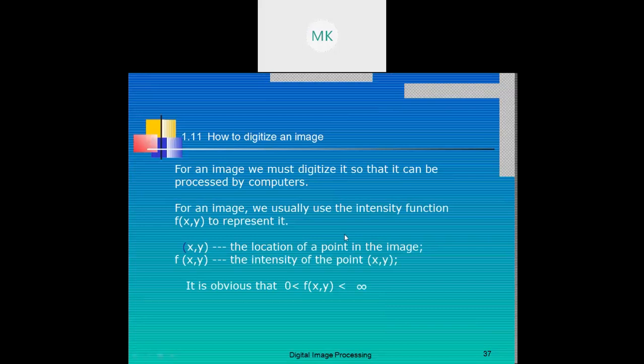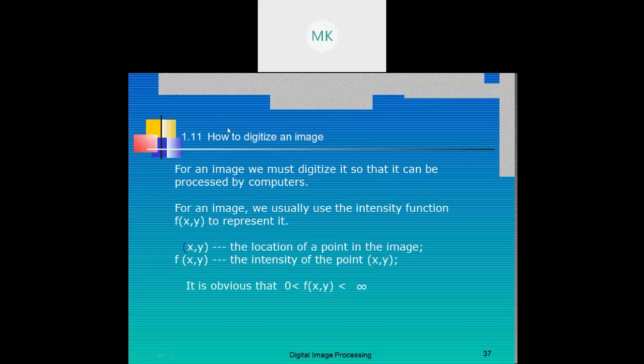Yes, we'll start with the session. Day before yesterday, we discussed what is an image, what is digital image processing, and the major steps in digital image processing.